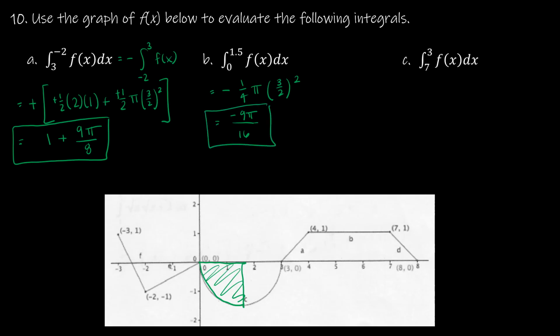For c, again, this is in the wrong order, so this is from 3 to 7 of f of x, but negative. So from 3 to 7, everything is above the surface. Oops, 3 to 7. And so I'm going to write that it's negative because it's the opposite integral. And then I'm just going to use the formula for a trapezoid, which is 1/2 times the height times the sum of the bases, which would be 4 plus 3. So that gives me negative 7/2.